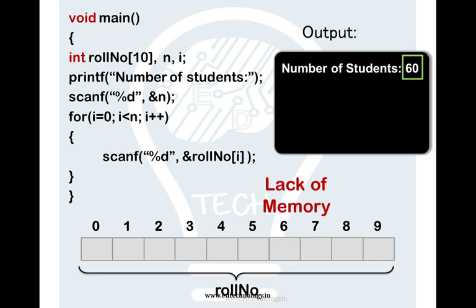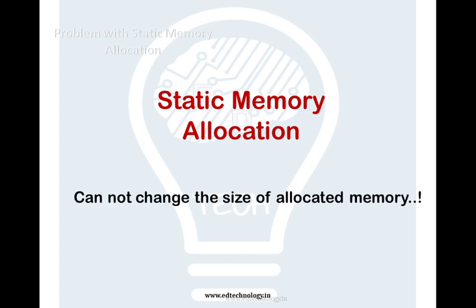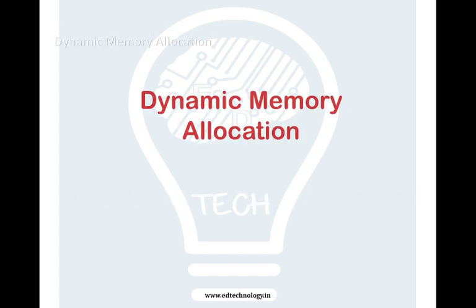Alright. So what do we do? What do we come up with as the solution? The solution to the problem of static memory allocation, where we cannot change the size, is that we need to have dynamic memory allocation. What is dynamic memory allocation?